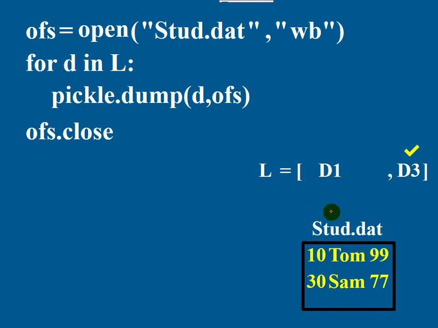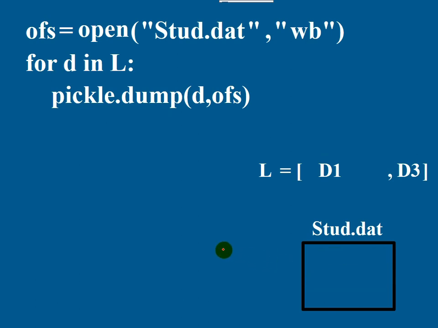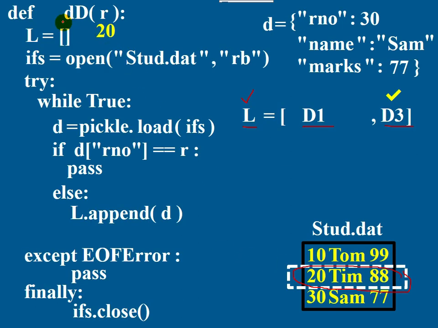You can see that in the new stud.dat, the record to be deleted is not there, which means the record is deleted. So for the theory exam, you need to study only this function. For the practical exam, we will write a menu driven program incorporating all these functions. So in the case of delete a record, delete data, only three changes are there.